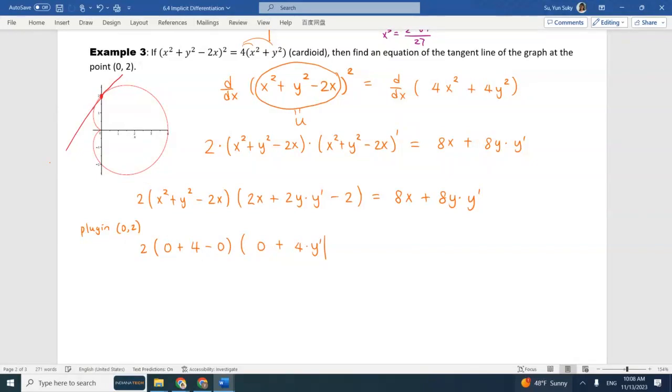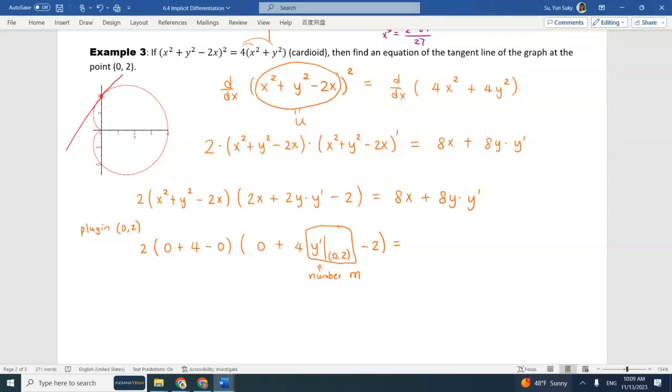And then this y prime is actually, we plug in (0, 2). So y prime is a function of x and y. And after we plug in (0, 2), this y prime is just a number. Okay, everybody? So this is a number. How about let's call it m, to make it easier.